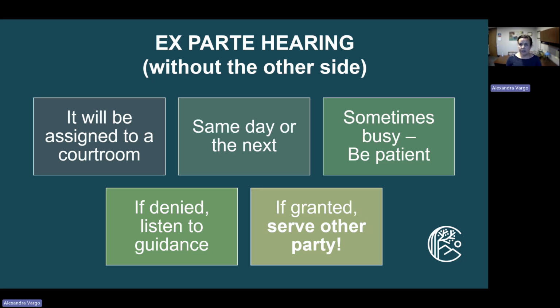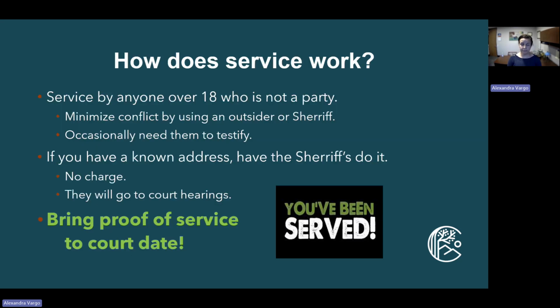So if yours is granted, the next step is service. So you do have to have the other party personally served with a protection order. Anyone over 18 who's not a party can serve them. And the sheriff's office will do protection orders that are based on domestic abuse, sex abuse, or stalking for free. So I generally encourage folks to have the sheriff's office serve these, unless there's some reason you wouldn't want to do that. If you do have a known address, definitely have the sheriff do it, and then bring proof of service to the court date.